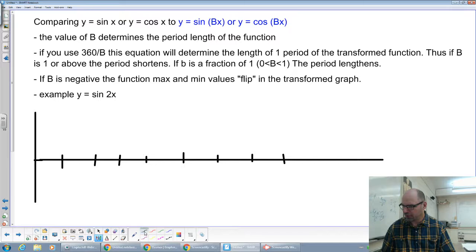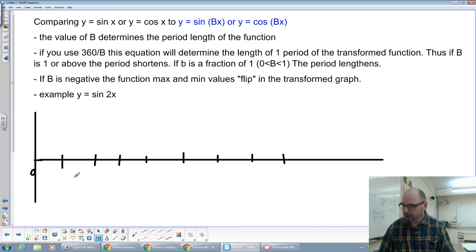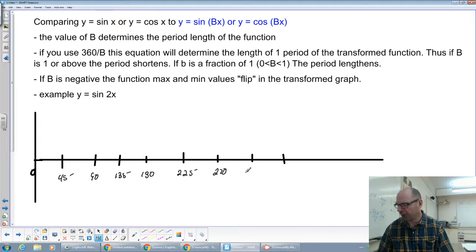So in our example, this would be 0. Oops, let's make that smaller. Okay, then this would be 90. So halfway in between would be 45. This would be 180 if you're doing the regular one. So halfway in between that would be 135. This would be 270, so halfway in between them would be 225. I'm going every 45. This would be 315, and this would be 360.